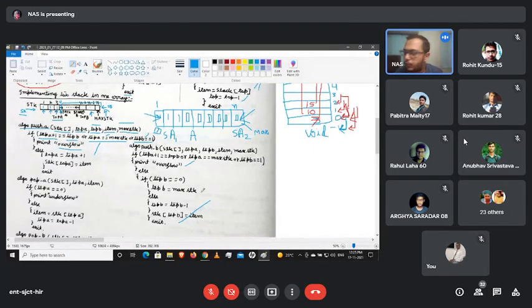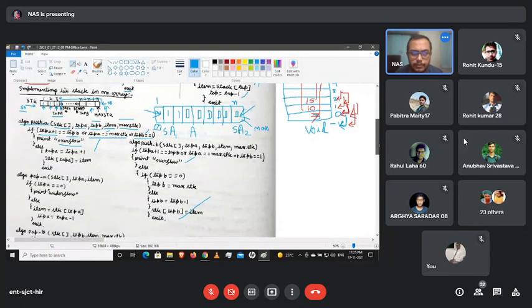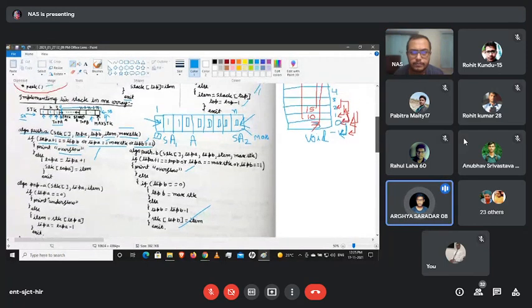Clear about both of the two push operations? Yes or no? Sir, top B equals to 0, please explain this a bit more.